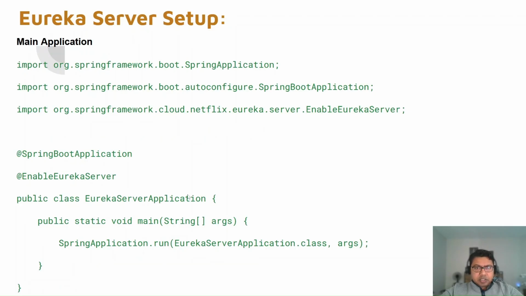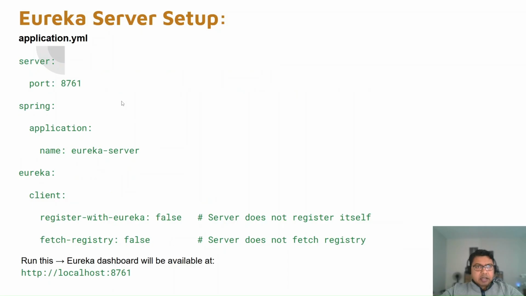In the main application, this is the Eureka server, which we need to annotate with @EnableEurekaServer. So first of all the dependency, second we annotate it with EnableEurekaServer. And third, in application.yml we have to add this entry: eureka.client.register-with-eureka false and eureka.client.fetch-registry false.